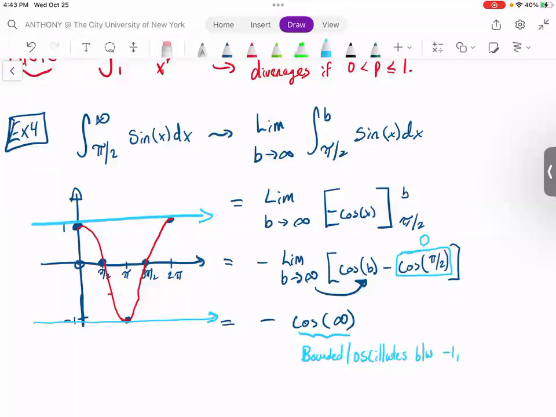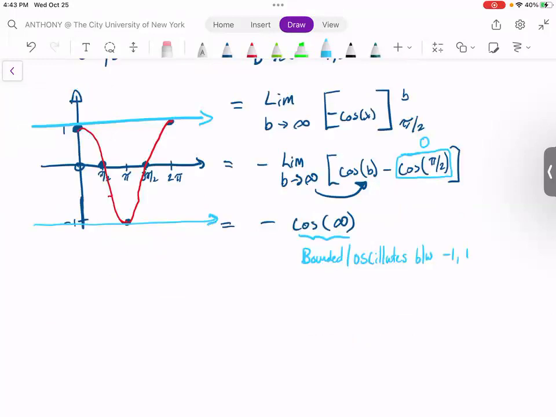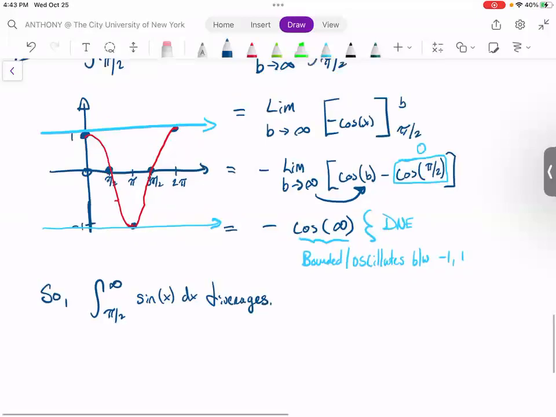-1 and 1. So this limit that I tried to compute here actually doesn't exist, right? So this piece here is DNE. And because the limit doesn't exist, what do we say? Diverges, right? So the improper integral that we were dealing with, pi over 2 to infinity of sine of x dx, diverges. And again, that's because that limit didn't exist.